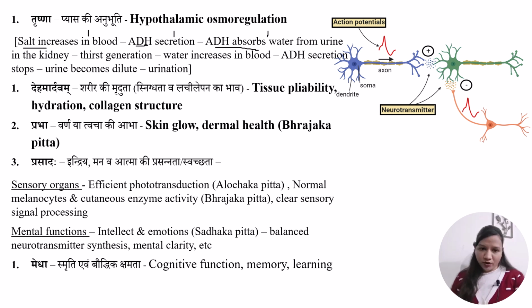The person drinks water, which in turn increases water in the blood, and then the ADH secretion stops. After that, the urine becomes dilute because the water increases in the blood, and the normal process of urination occurs.